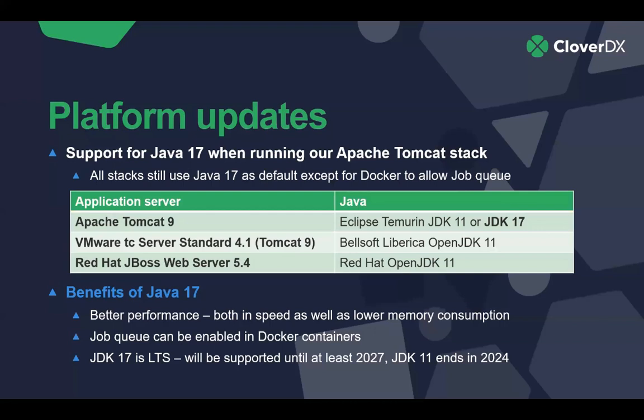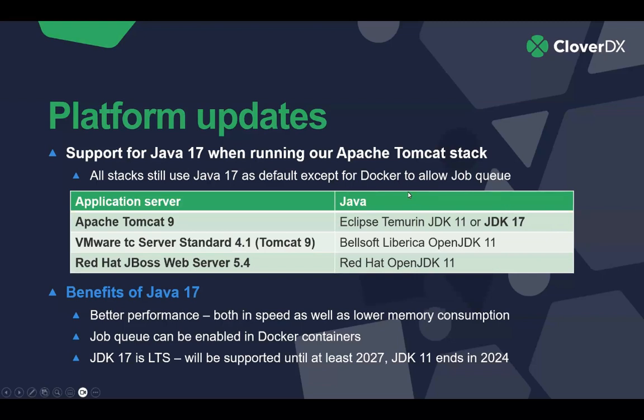As I mentioned at the beginning, we've been working on updating the platforms on which Clover can run. Java 11 is slowly getting to a point where it will stop being supported by the vendors. Currently, the deadline is October next year. So in CloverDX 6.2, we added support for deployment on Java 17 for the Apache Tomcat stack. For VMware and head-to-head, you can't use Java 17 now, but with Apache Tomcat, you can. So you have the option of either running with JDK 11, like you could before, or deploying on Java 17.